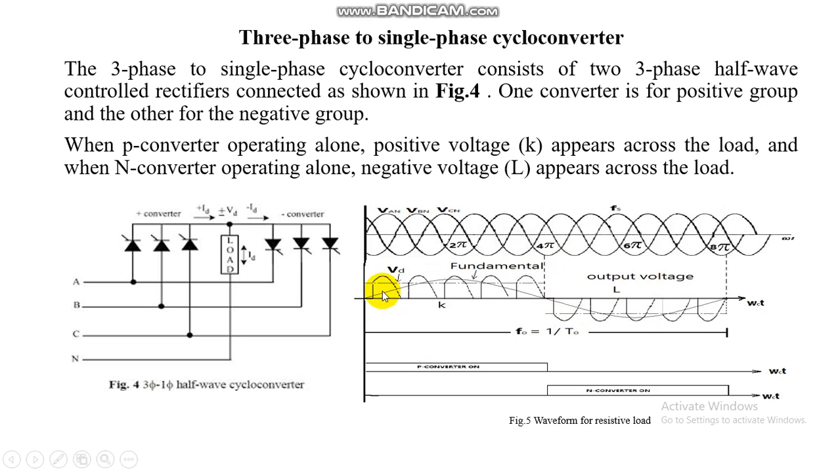Means for this number of half cycles we are going to turn on the P converter thyristors. For this number of half cycles we are going to turn on the thyristors belonging to N converter to get the output voltage. Here are the same thing. Time period is very less, but we are getting the time period is more in case of output voltage, thereby the frequency is going to be reduced.